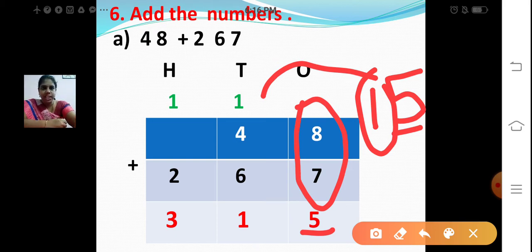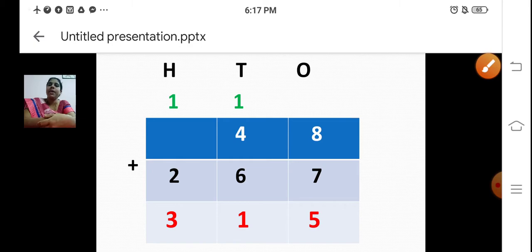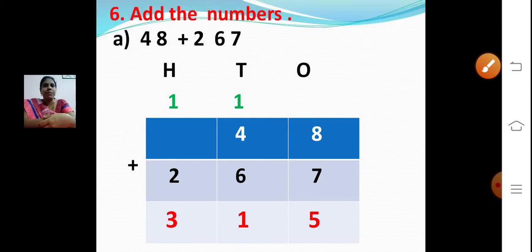Then let's add the tens place. 1 plus 4, 5. 5 plus 6, 11. 11 is again a 2-digit number. So 1 I am writing in the tens place. This 1 I am carrying over to the next place. What is that? Hundreds place. Now let's add the hundreds place. 1 plus 2, 3. So when you add 48 plus 267, the answer is 315.